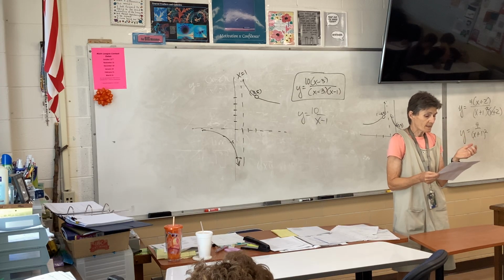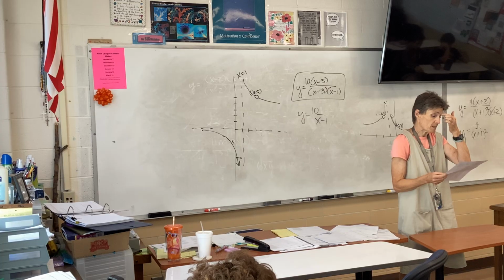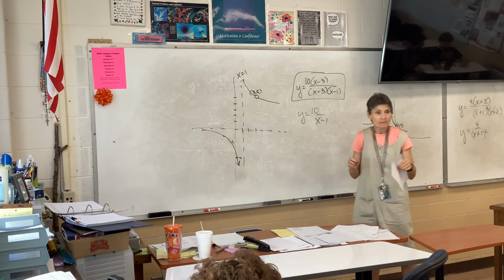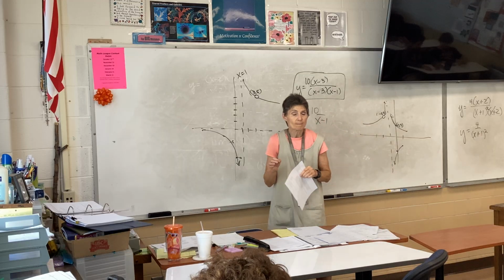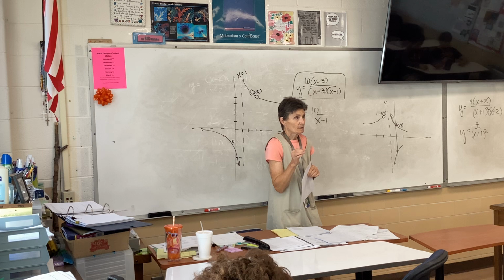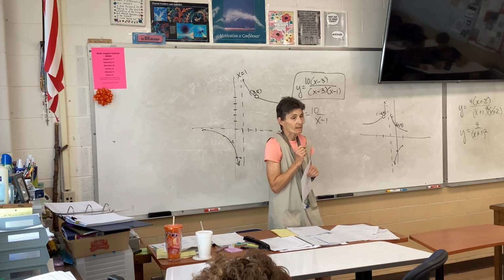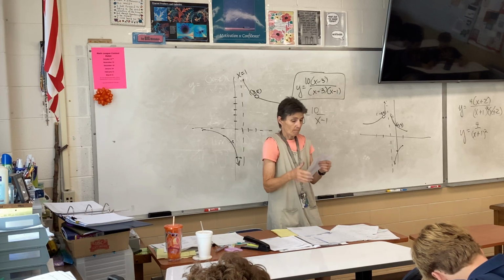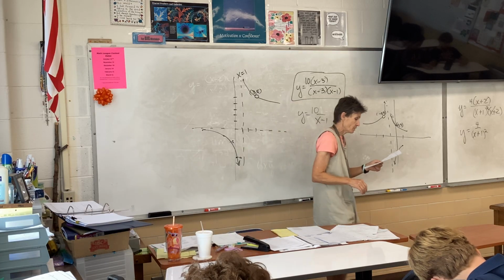Now, number one says, if 3 makes the denominator 0, then there's a vertical asymptote at 3. Why is that only sometimes true? Because it could be a hole. That's exactly right. It could be a hole. Perfect. All right, did you get number 2? What did you get for number 2?